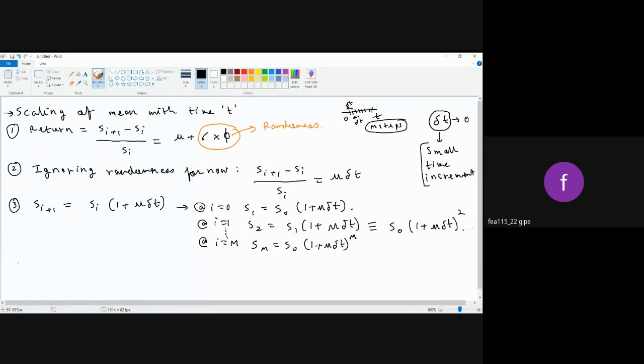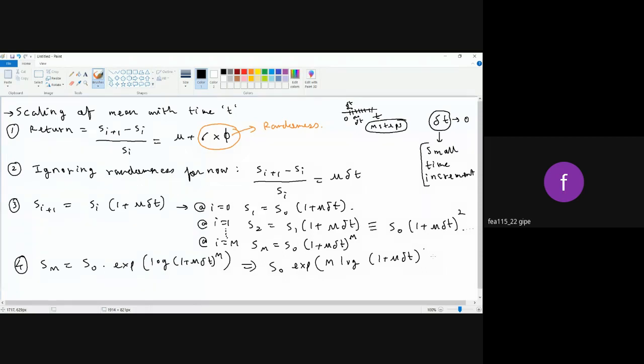Now, I can also simplify this SM equation as SM equal to S0 into exponent of log of (1 plus mu delta t) raised to m. Because exponent and logs are just inverses of each other, they will cancel out, so I can write it this way without really impacting the equation. I can also write this as S0 into exponent of m log of (1 plus mu delta t). I'm just bringing m below.